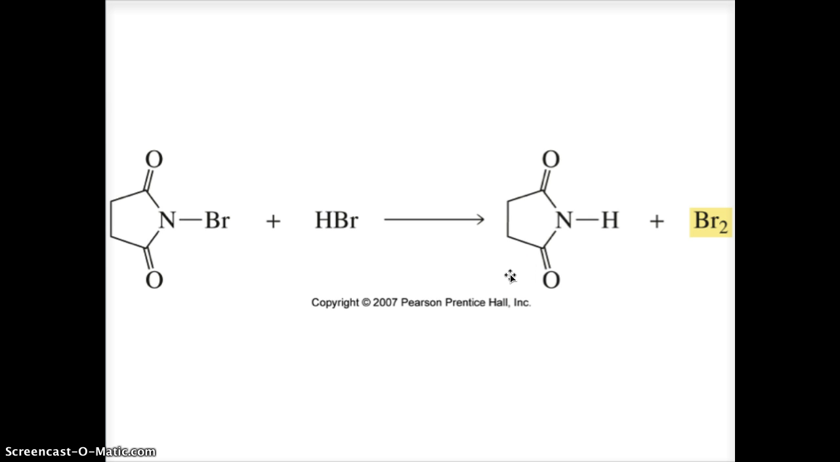Let's continue talking about brominating allylic radicals. This reaction is a source of molecular bromine. Notice Br2. This can be used to brominate the allylic radical as in the last slide. N-bromosuccinimide reacts with hydrogen bromide to form succinimide and bromine. The bromine is used in the bromination of an allylic radical, as we've seen on several of the previous slides.